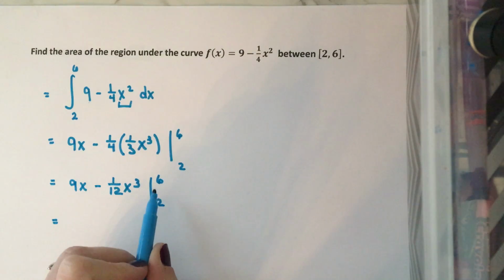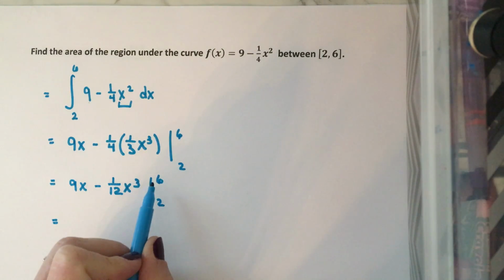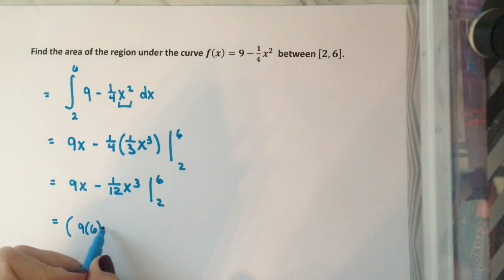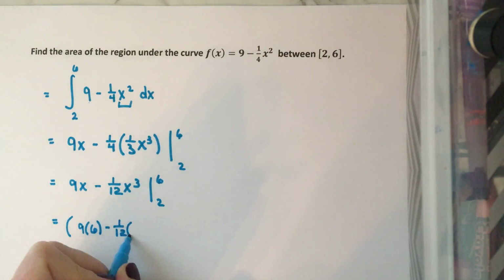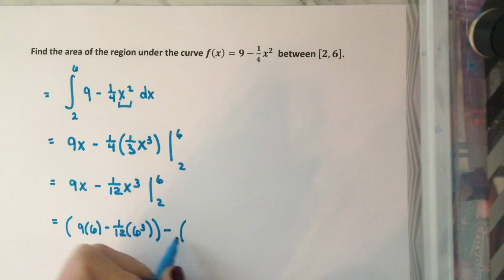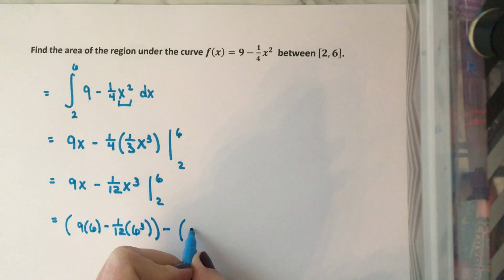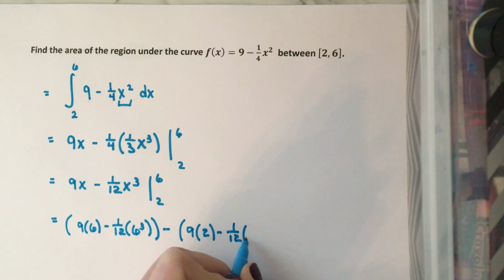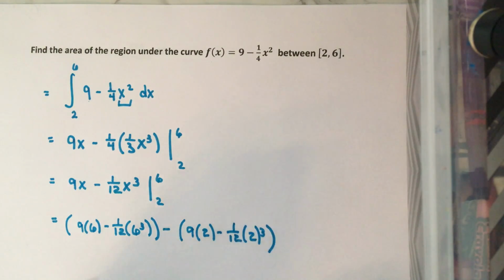Remember, whenever you evaluate for bounds, you plug in your upper one first. So this is going to be 9 times 6 minus 1/12 times 6 cubed. And then I'm going to subtract whatever I get when I plug in a 2. So 9 times 2 minus 1/12 times 2 cubed. All right. From there, now I need to clean this up.